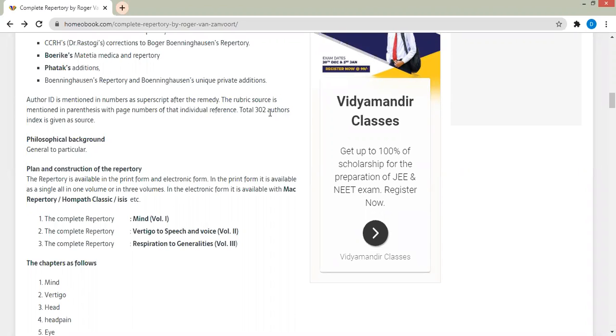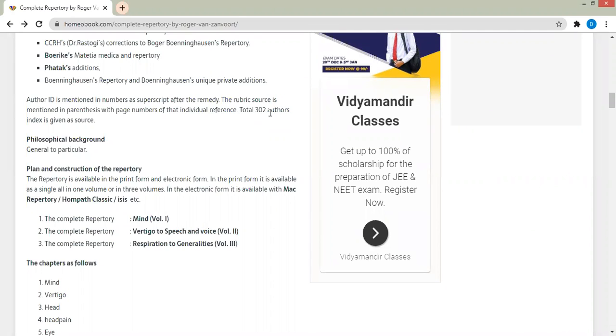So the philosophical background: he was constructing his repertory based on Kent's principle. So the philosophical background is also based on deductive logic. He gave first importance to general symptoms and then to particular symptoms.